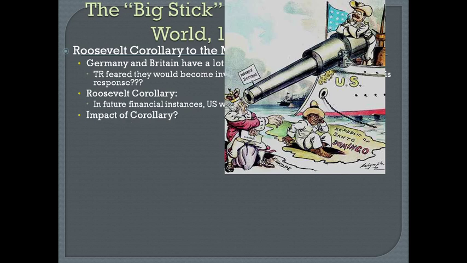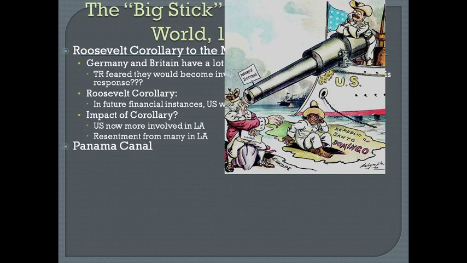All right. So what was the impact of the corollary? The U.S. definitely becomes more involved in Latin America, and like I said, becomes kind of this police force. And there is definitely resentment from many in the Latin American countries, as they did not want America to be kind of meddling in their affairs. They really wanted to be independent.